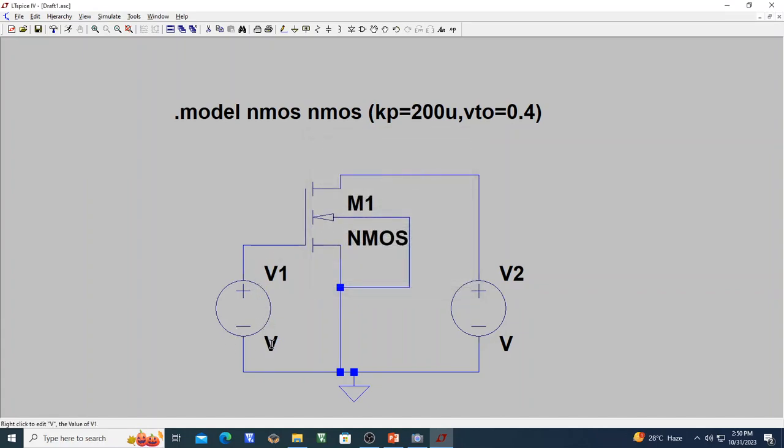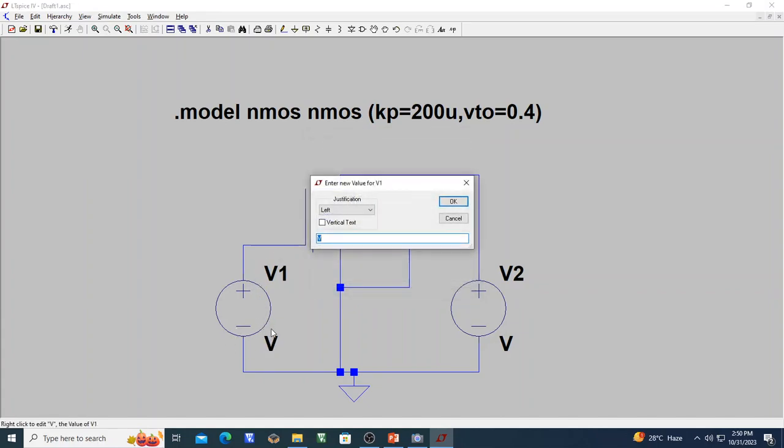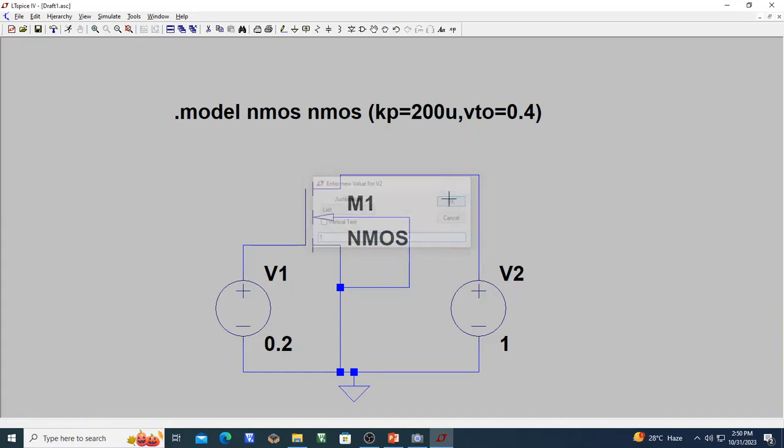Now let me specify this voltage. This is the voltage name, this is the voltage value. So let me give it as 0.2 volts. And let me give any voltage here, it can be 1 volt, 2 volt, or it can be 0.4 volts. Now since I applied a voltage less than VTH or VTO, the MOSFET should be in cutoff condition as per our knowledge.